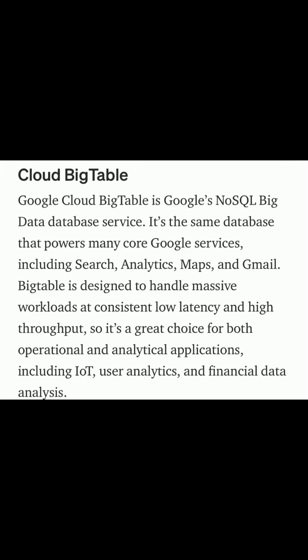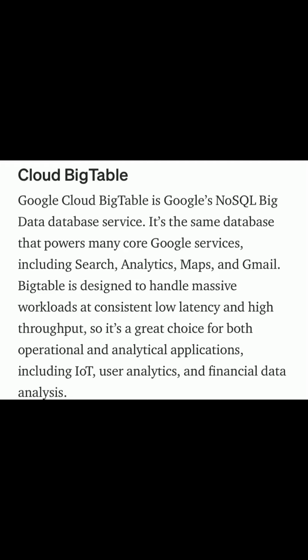Next, the NoSQL big database service. It's the same database that powers many core Google services including Search, Analytics, Maps, and Gmail. Bigtable is designed to handle massive workloads at consistent low latency and high throughput, so it is a great choice for both operational and analytical applications including user analytics and financial data analysis.